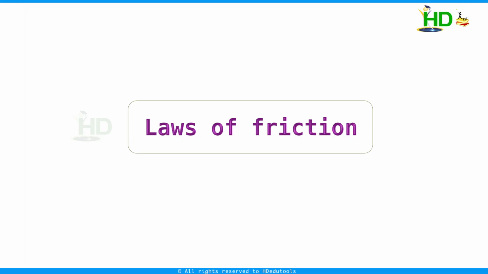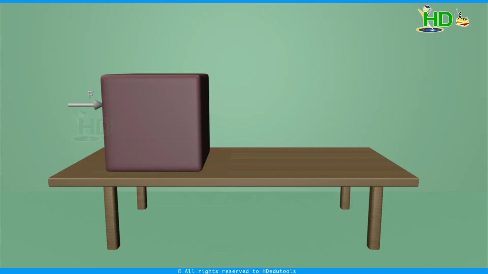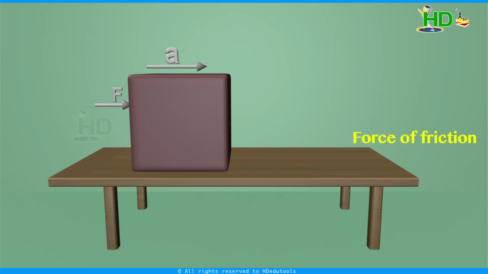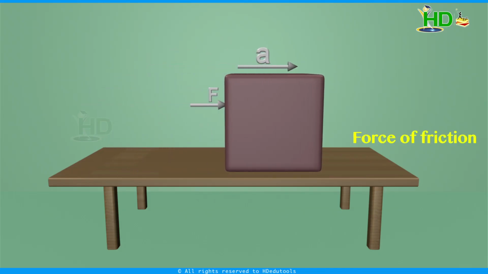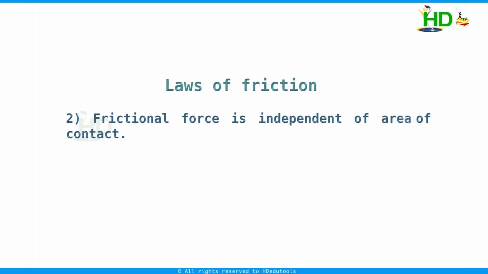Now we discuss the laws of friction. Frictional force is always tangential to the surfaces and opposes the relative motion between the surfaces. This first law relates to the nature and the direction of frictional force. When an object is sliding over another surface, the frictional force acts between these two surfaces which are in contact, and the direction is opposite to the relative motion and tangential to the surfaces, as seen in the figure. And the second law is that frictional force is independent of area of contact.